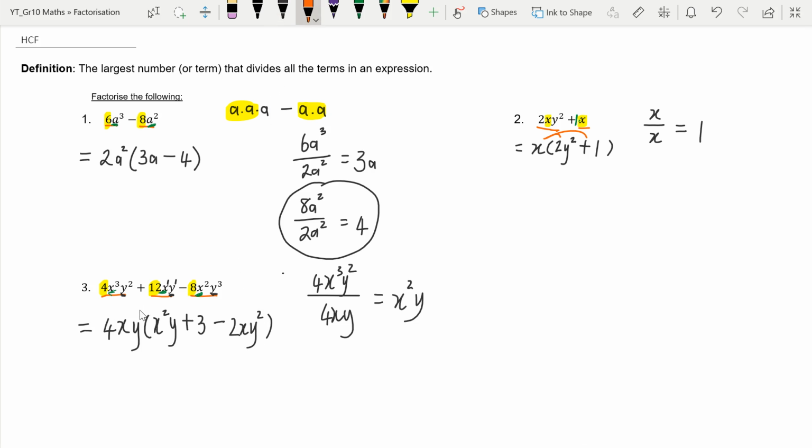Let's see if we're correct. If we multiply it back out, let's see what we get. Then we get 4x to the power of 3, y squared, plus 12xy, and subtract 8x squared y to the power of 3. And is it the same? Yes, it is exactly the same. And then we know that we are correct, because every now and again we make a silly error. So then it's just good to check.